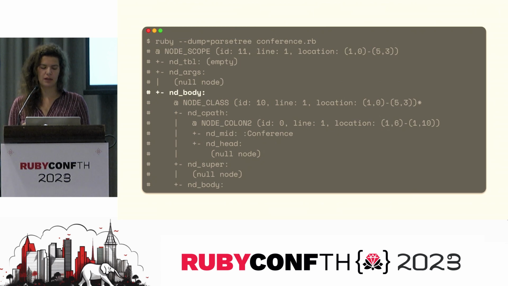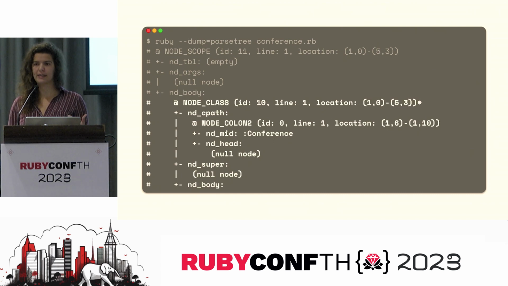But we're going to focus a little more on the body of this scope node and dissect what the tree is for this body. And we can see right away it's a class, right? There's a class node in this body, which is what we would expect given our program.